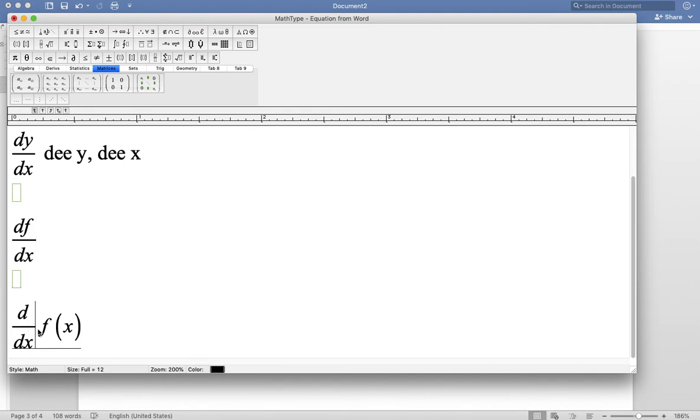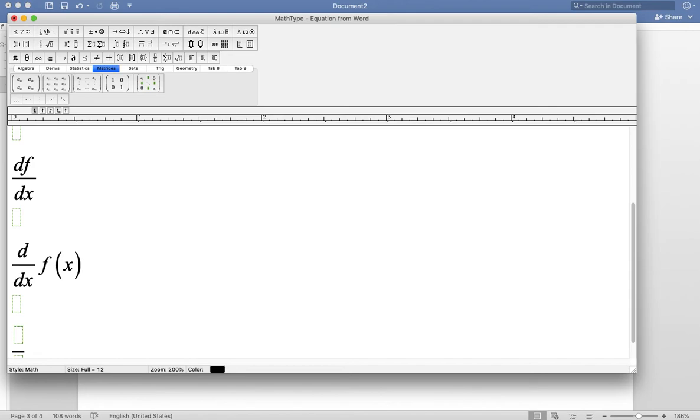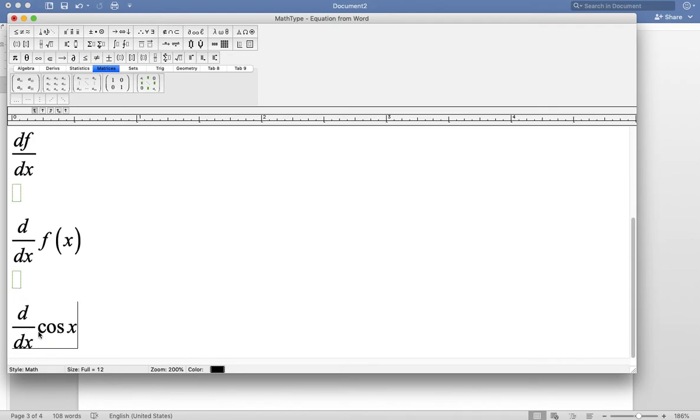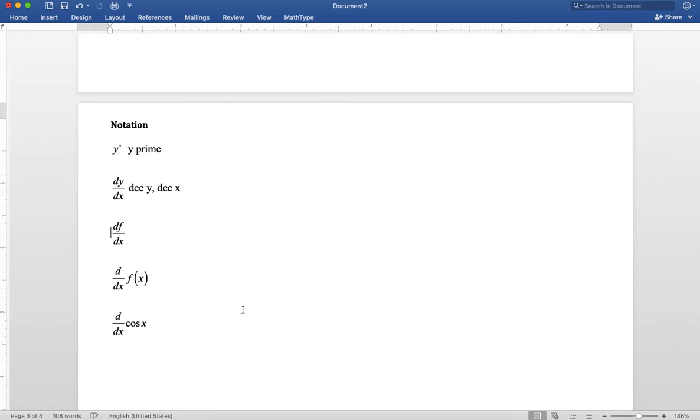D dx treats this as an operation. It's take the derivative of the function. So d dx is take the derivative of whatever it's tagged onto with respect to x. We might see something like d dx cosine of x. That means the derivative with respect to x of the function cosine of x. Different notations that we will use throughout our year together.